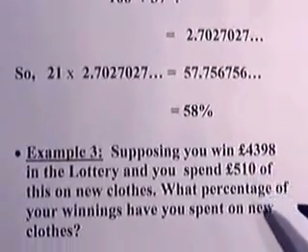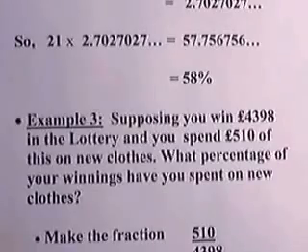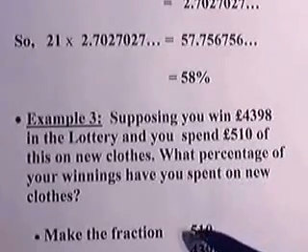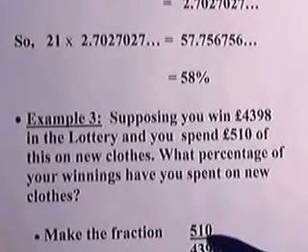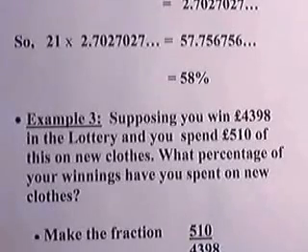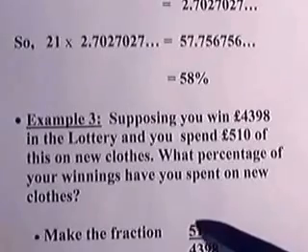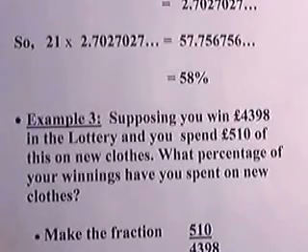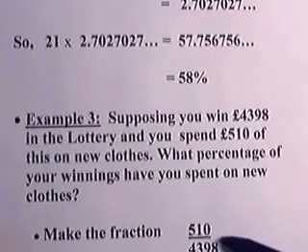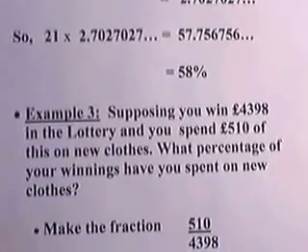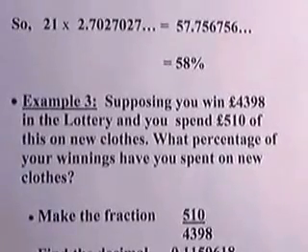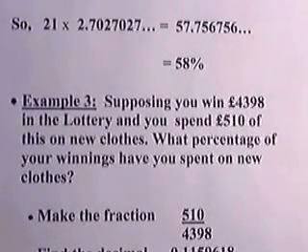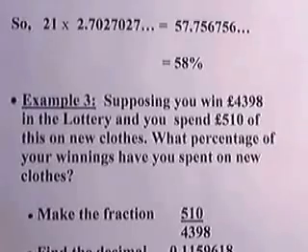Well, the first thing we do is we look at these numbers here and we make the fraction. So in other words, £510 out of £4,398 was spent on clothes. We've made a fraction, well, a cumbersome looking fraction, but nonetheless it's a fraction. And what you do next after you've made this fraction is you find the decimal for that fraction, which is, there it is, 0.1159681, and it goes on.